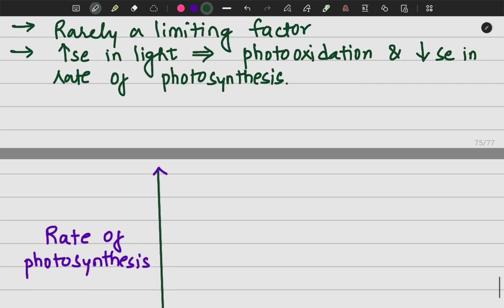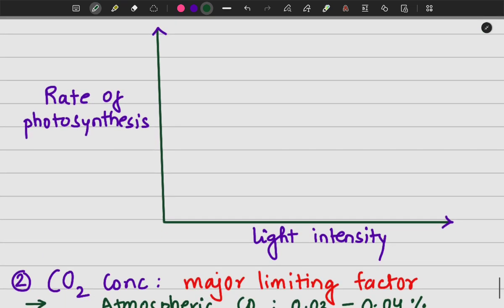What does it mean? Let us understand with the help of a graph. So if the light is having a low intensity, then at low light intensity, the rate of photosynthesis increases linearly with the light. So if we draw a graph, then we will get something like this. The rate of photosynthesis will increase linearly.